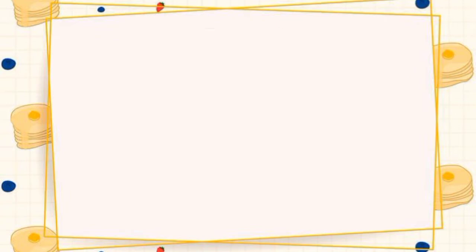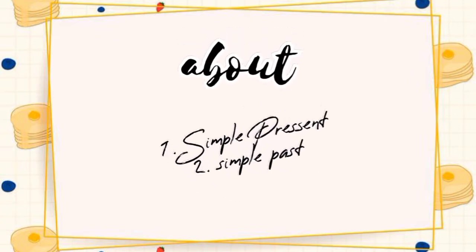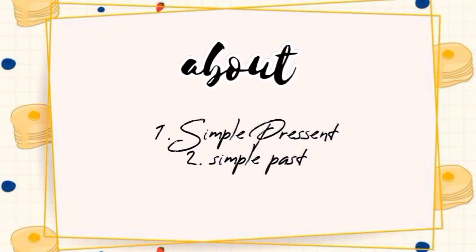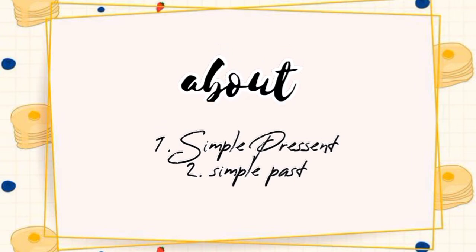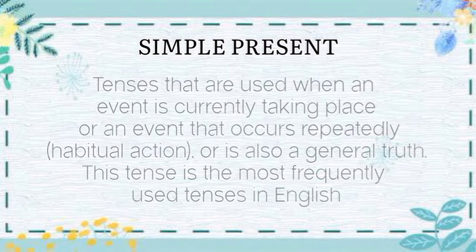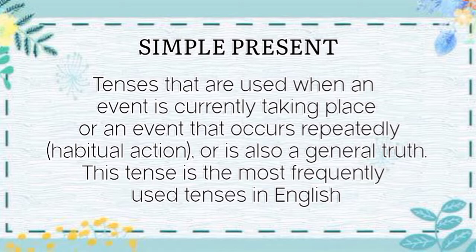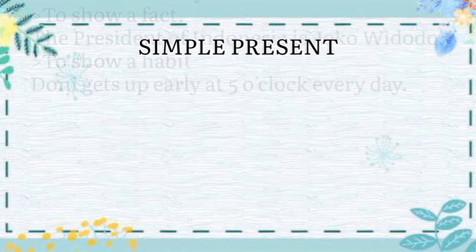Okay, I will explain to you about simple present and simple past, because these tenses are always found and usually used. Number 1 is simple present. Simple present tense is used when an event is currently taking place, an event that occurs repeatedly, or a general truth. These tenses are the most frequently used tenses in English.